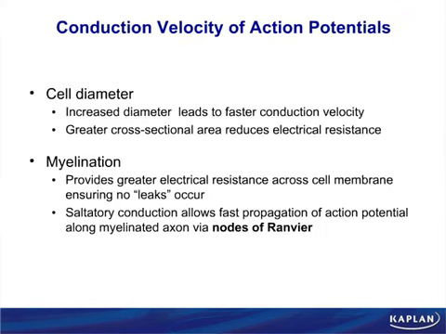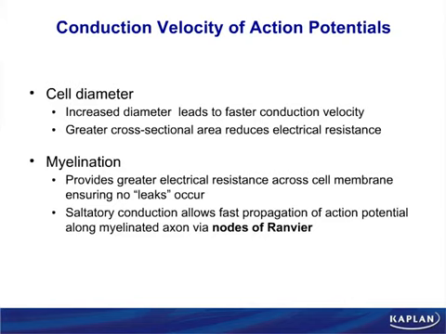All right, as we indicated before, an action potential regenerates and propagates. How fast does it go? What are the things that are going to influence it? How fast it goes is the conduction velocity. Two big players in nerve. Number one, cell diameter. The bigger the diameter, the faster it conducts.